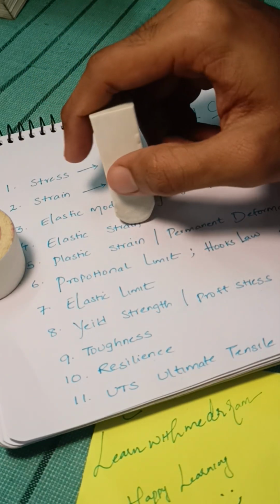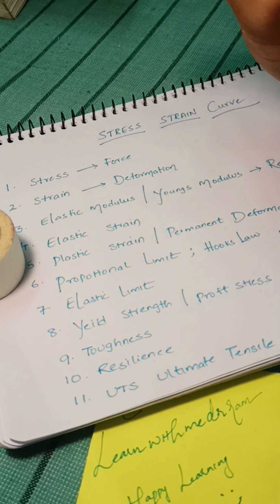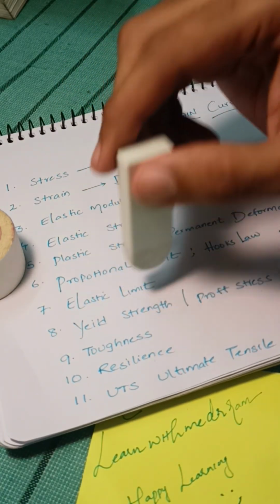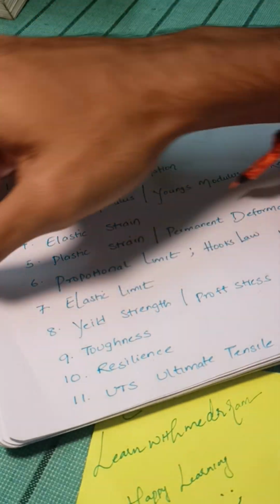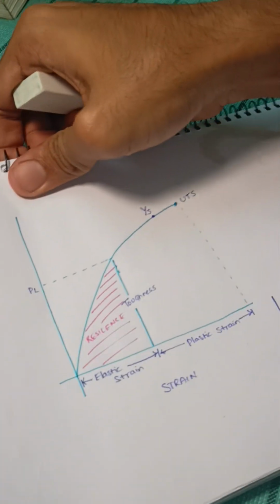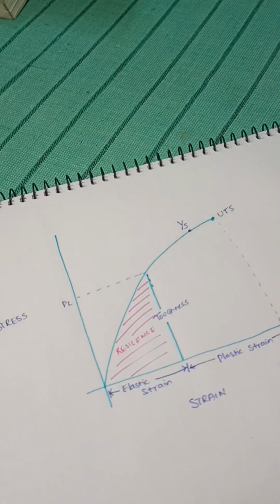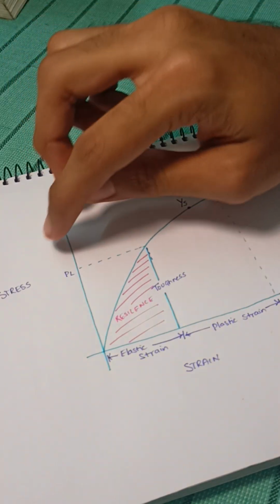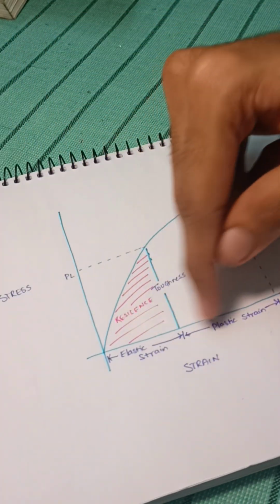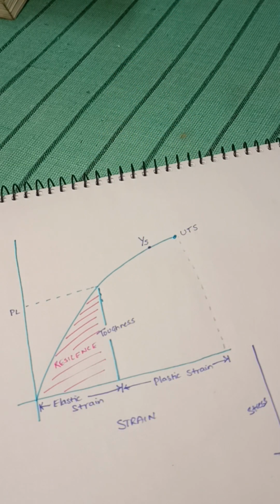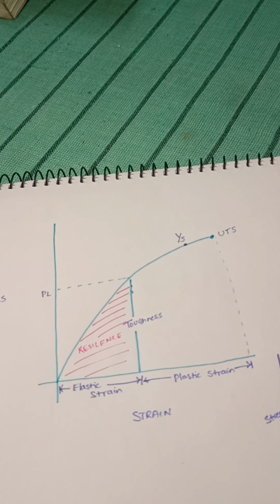Okay, next, the 8th point was yield strength or proof stress. I will come to it later. Now we will go into that graph. This is what the stress-strain curve looks like. Don't get scared. This is the stress and this is the strain. The x-axis is going to be the strain and the y-axis is going to be the stress.